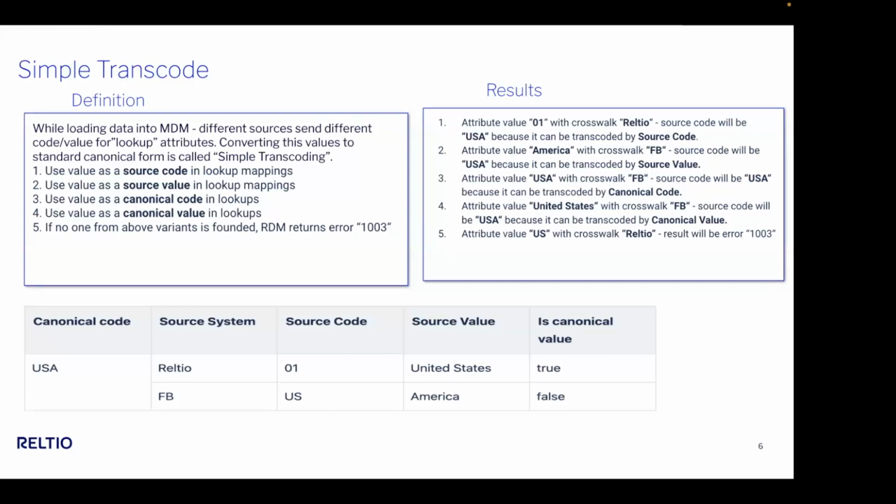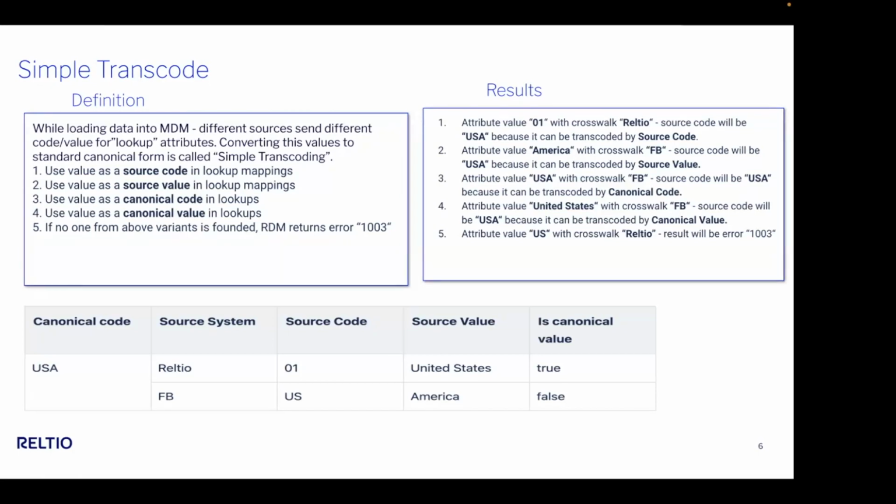right? So if FB itself is sending USA, I'm fine with it because that's my canonical code. The source somehow knows that and is sending it, so I'll go ahead with that. Even a canonical value is okay. Point to be noted here: the canonical value here is from some other, different source. But if you load, as you can see in the box on the right-hand side, United States with crosswalk FB, it will still accept that, because this is the sequencing it follows, and it accepts it as sequence number 4.